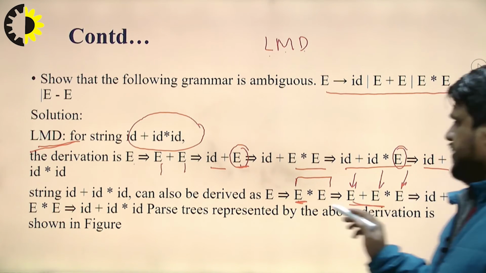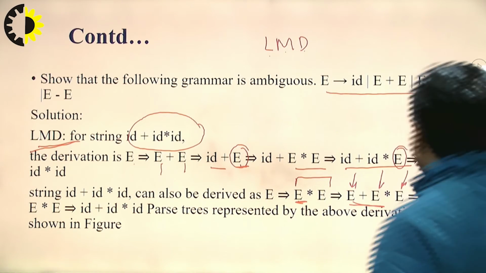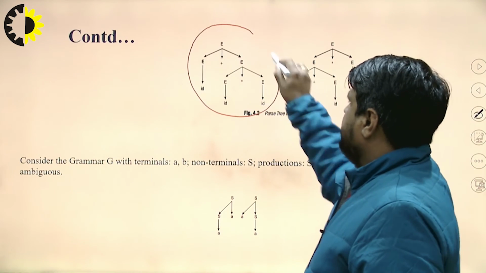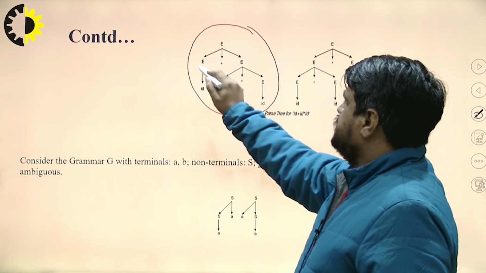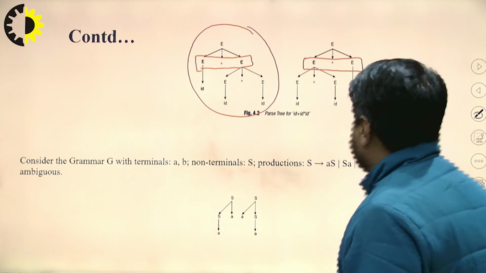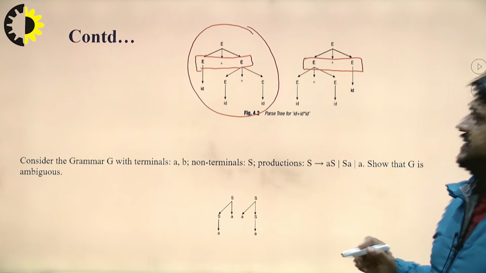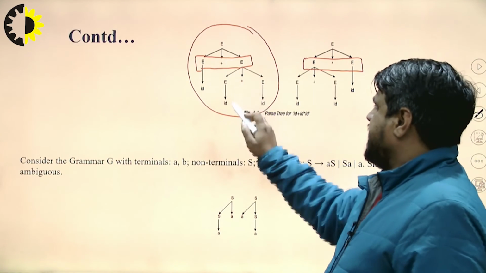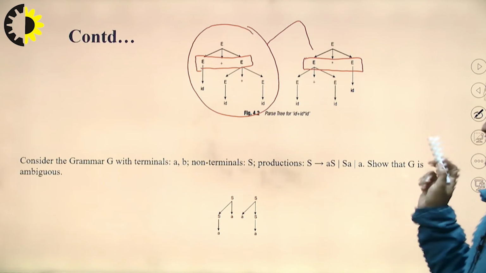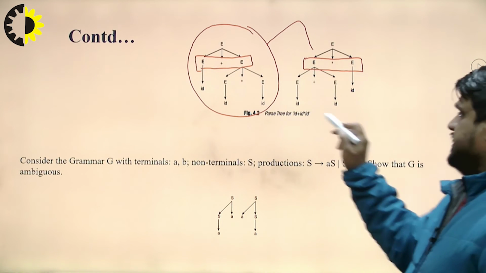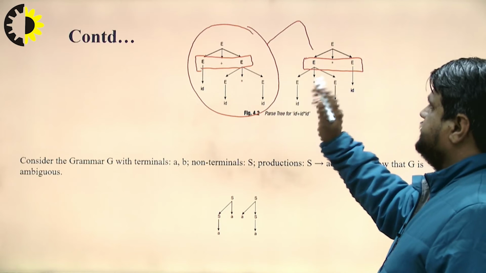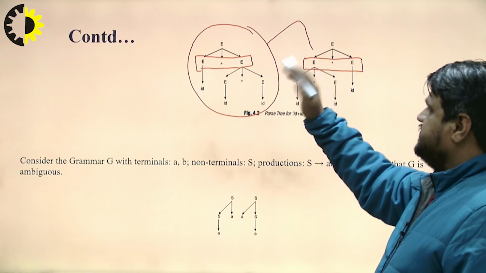So in this manner, if you generate the derivation tree corresponding to both the derivations, you can see that in one derivation you choose E plus E at the beginning. This is the other derivation where you choose E multiply E at the beginning. So for the string ID plus ID multiply ID, there is more than one parse tree. Hence, the grammar is ambiguous, right? Clear or not clear? Here you can see the grammar is ambiguous.